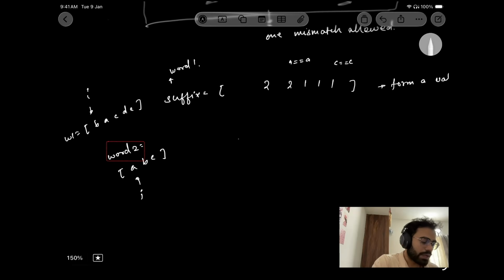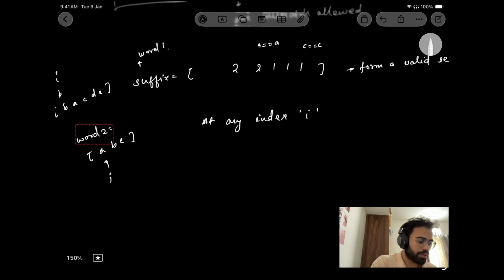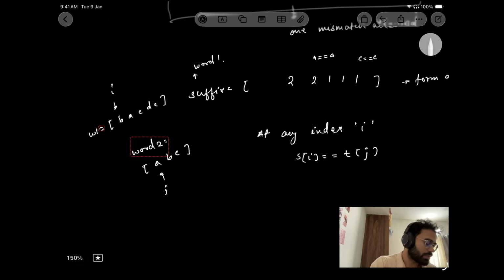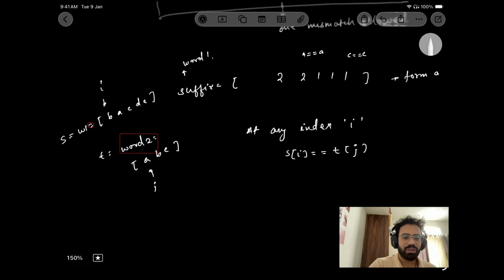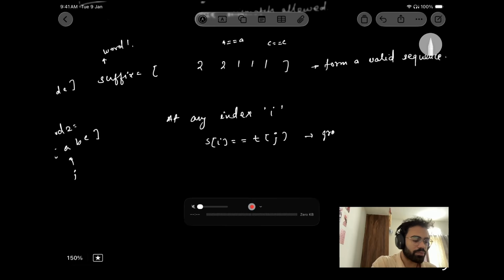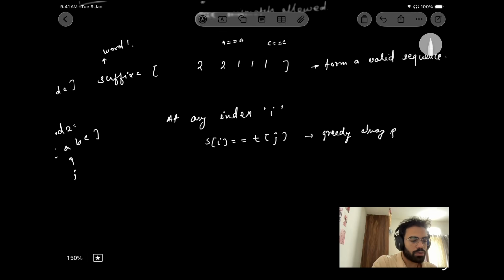Now, at any index, what do I have? Either we are at s of I and t of j. These are word one and word two. Word one and word two is confusing, so let's say s and t. If these are equal, then we can always pick this, since it's greedy. Always pick it, because the next index I plus one will always be greater than I, so that would not give us a lexicographically smaller solution. So we just do j plus plus.